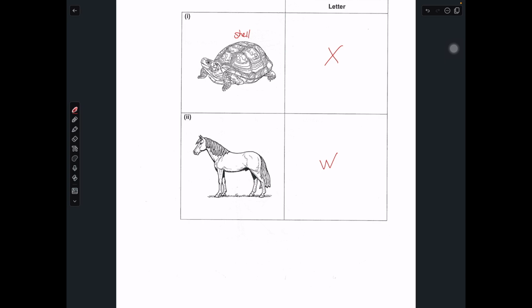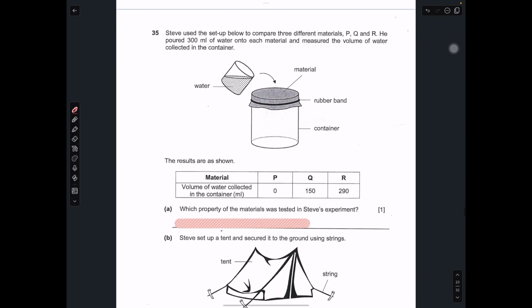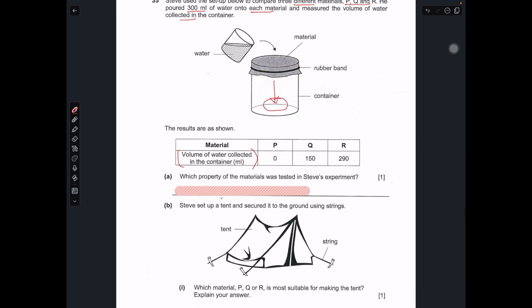Okay, let's move on to the next portion. So Steve used the setup below to compare 3 different materials, P, Q, R. Pour 300 ml of water onto each material and measure the volume of water collected in the beaker. So the measurement is taken when the water enters into the container. So over here, which property of the material was tested in this experiment? The property tested has got to do with water, and it should be either waterproofness or absorbency.